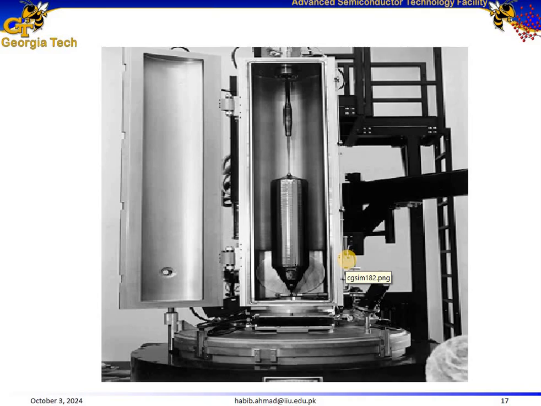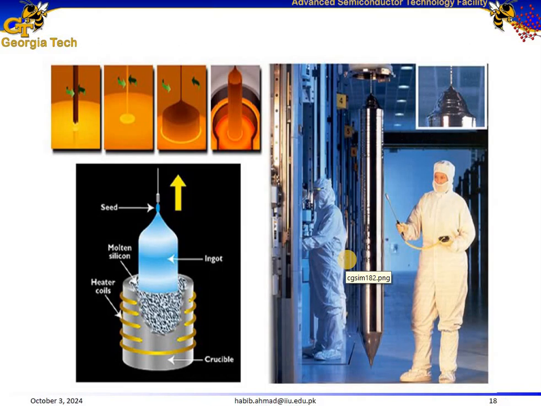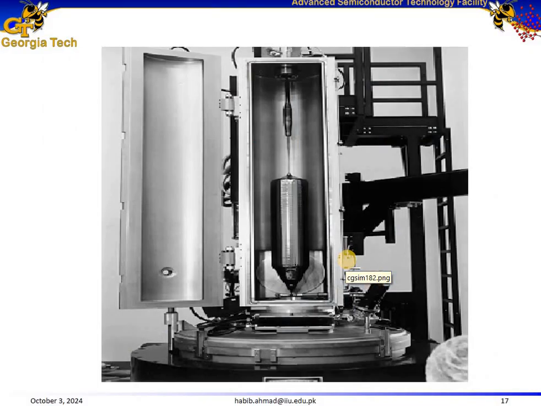Here is an actual picture of the Czochralski equipment to get an idea about the dimensions. The equipment dimensions for industrial silicon production typically include a chamber height of 2 to 3 meters, a chamber diameter of 1 to 1.5 meters, a crucible which can have a diameter from 18 to 24 inches for 300 millimeter wafers, and a height of 12 to 20 inches.